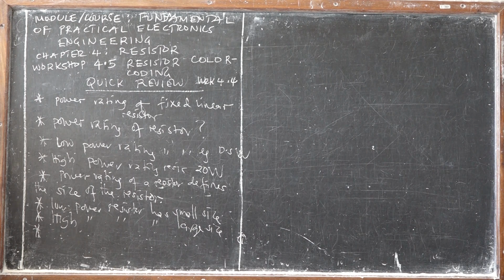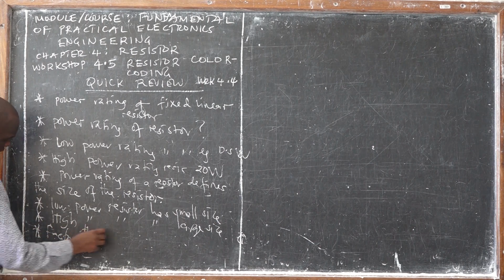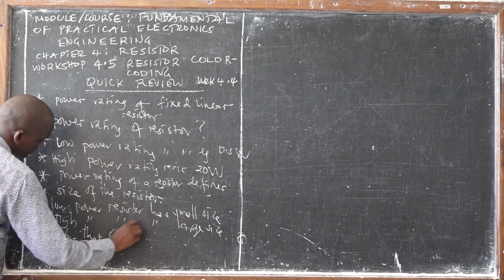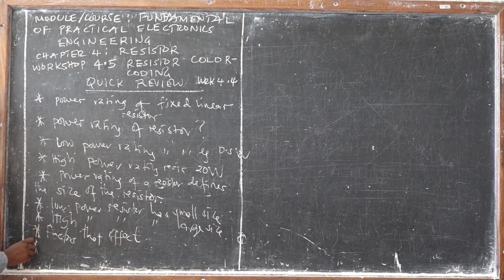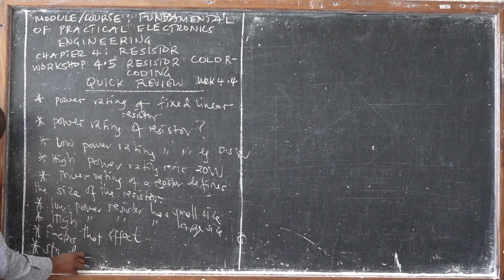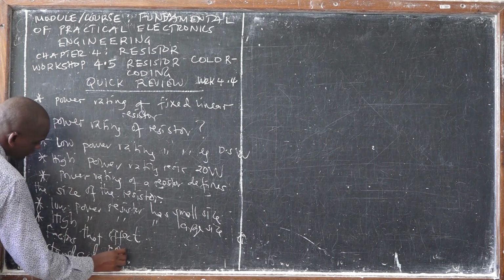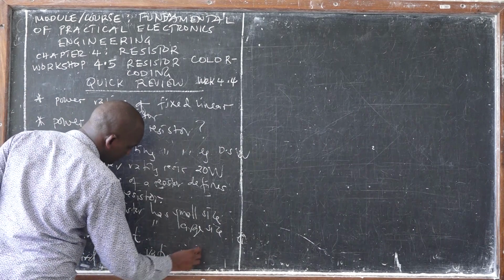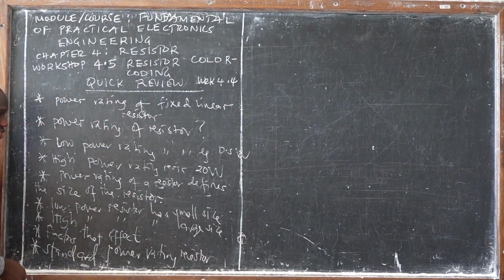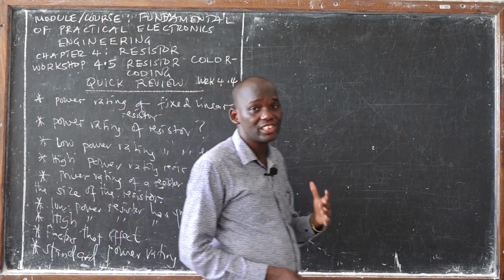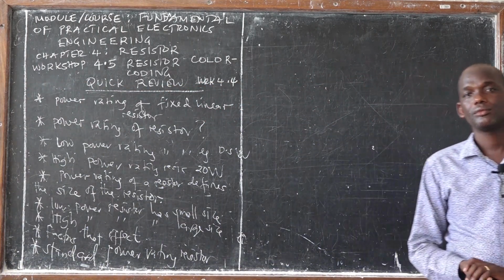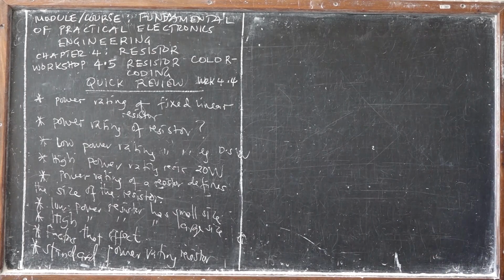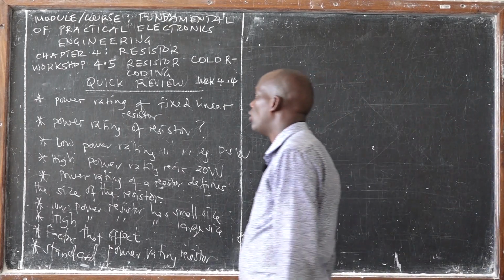Why? Because of what? Then I told you about factors that affect a resistor. But also at the end of workshop 4.4, I taught you about some standard power ratings of resistors, or fixed resistors, because we are not talking about variable resistors. I will teach about variable resistors in the intermediate level. Are we together? So that is the quick review of what we have covered.